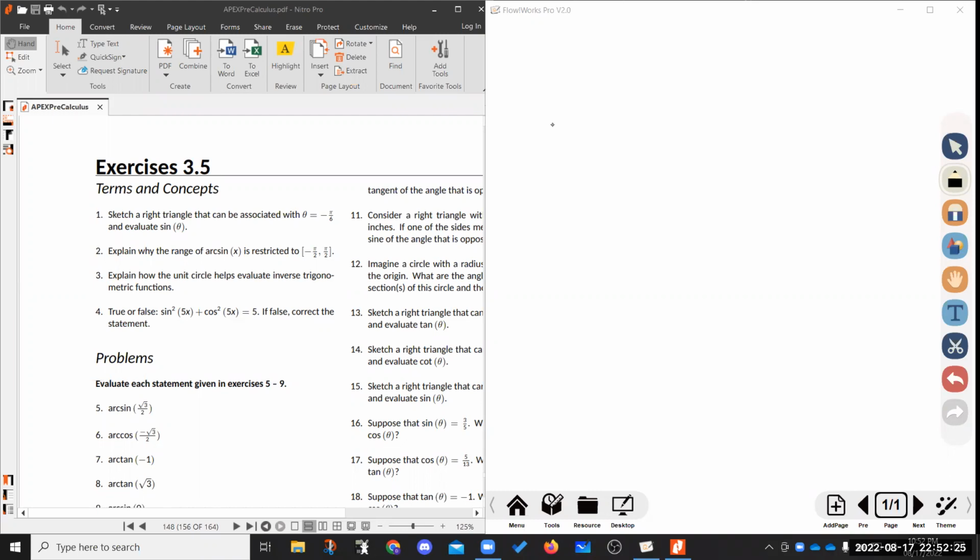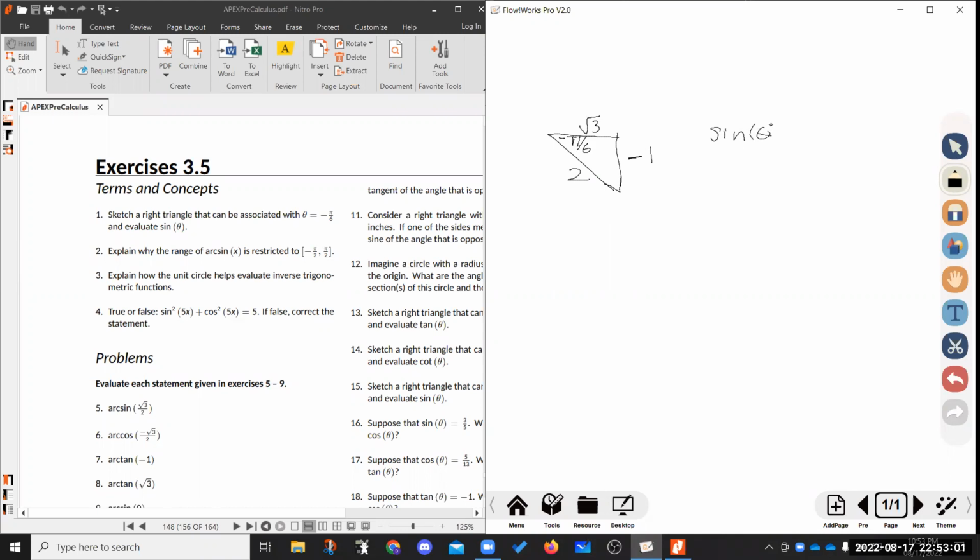All right, number one, sketch the right triangle whose angle theta can be associated with negative pi over 6. Negative angles are going to be measured going clockwise instead of counterclockwise. So we're at negative pi over 6, which means we're pi over 6 or 30 degrees below the x-axis here. That means that this is a -1 going down. This is a √3 here, and this is 2 here, and it wants the sine of that angle theta.